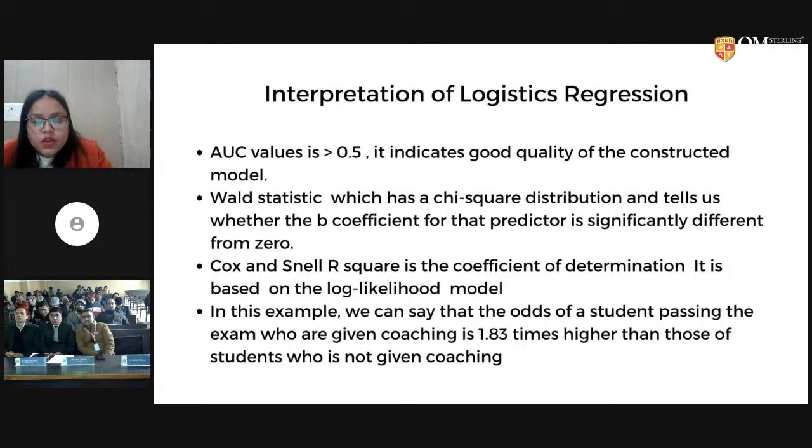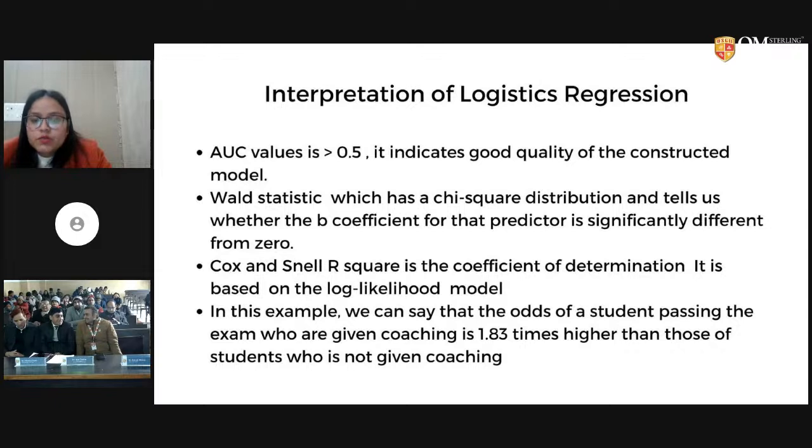And Cox and Snell R square will be the coefficient of determination on the basis of which we'll be judging our goodness of fit. Wald statistics will be the test where we say whether your beta coefficient is significantly different from 0 or not. Then we have the AUC value, which, if it is greater than 0.5, indicates good quality of the constructed model. So this is basically the interpretation of logistic regression.